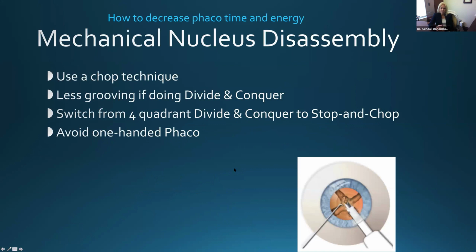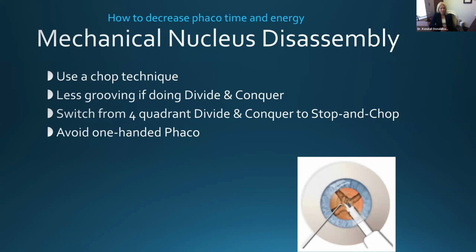So there are lots of keys to doing this: a mechanical nucleus disassembly, using chop techniques instead of grooving a lot. Every time we groove, we're releasing energy into the eye. So divide and conquer is great. It's certainly a great way to be starting out, a very safe way to start out. But as we progress on to more advanced techniques, stop and chop is really nice with a central groove. I'll show you a video of this. And then using chop for the remainder. That's a great transition from divide and conquer to stop and chop.